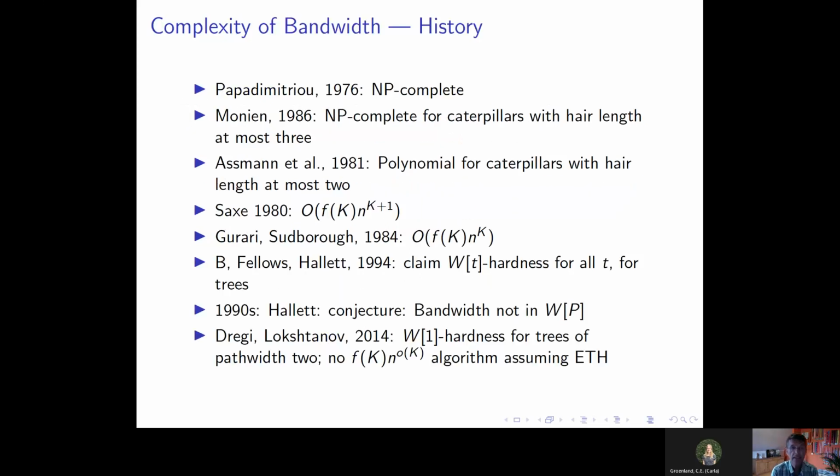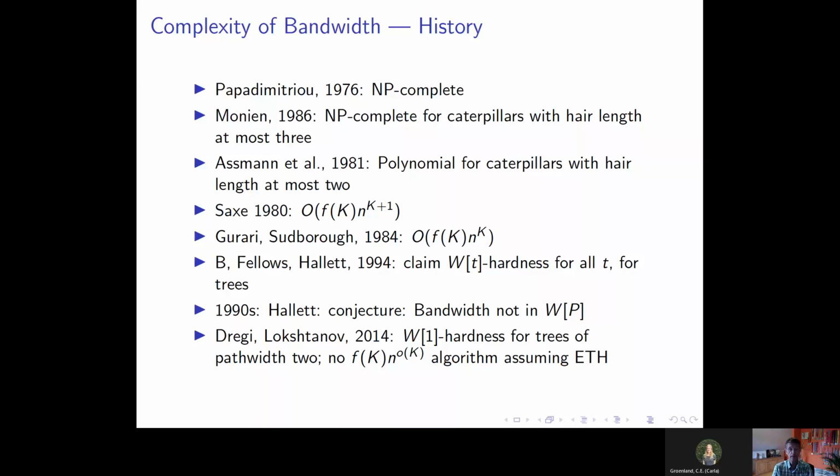Already in 1976, Papadimitriou showed that this problem is NP complete. But the problem is actually NP complete for very special classes of graphs. In 1986, Monien showed this problem is NP complete for a kind of trees which are caterpillars with hair length at most 3. Later I'll tell you what this class is. If you have a caterpillar where the hairs have length at most 2, then the problem is actually polynomial time solvable, which was shown by Assmann et al.